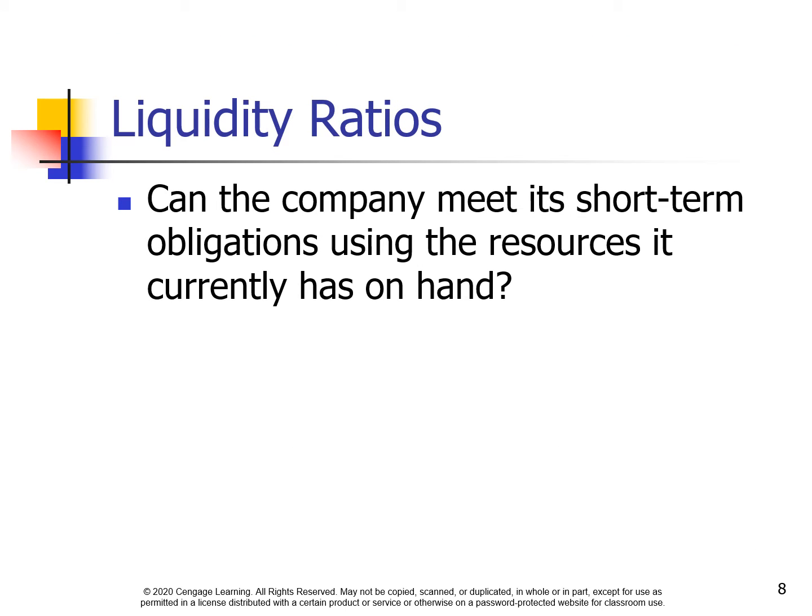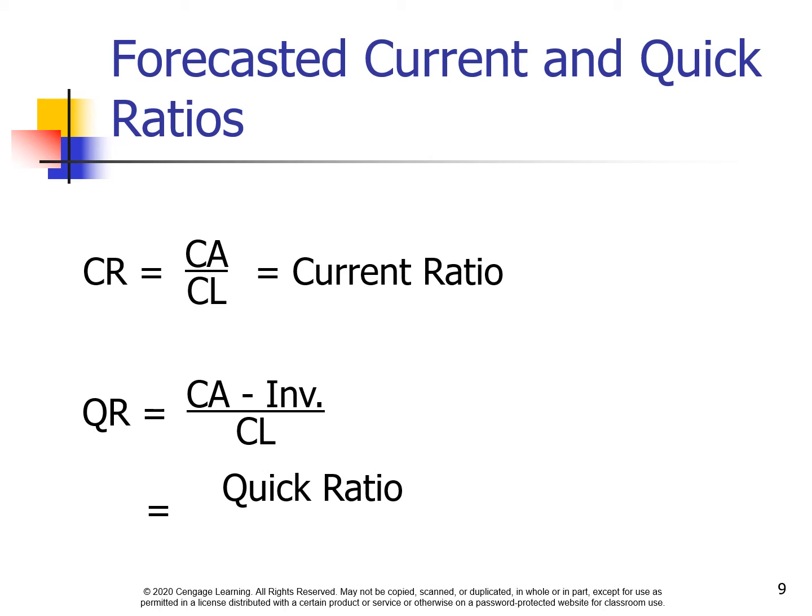Liquidity ratios measure whether the company can meet its short-term obligations using the resources it currently has on hand. Liquidity ratios include the current and quick ratios. Current ratio is measured by current assets divided by current liabilities. Quick ratio is current assets excluding inventory, divided by current liabilities.